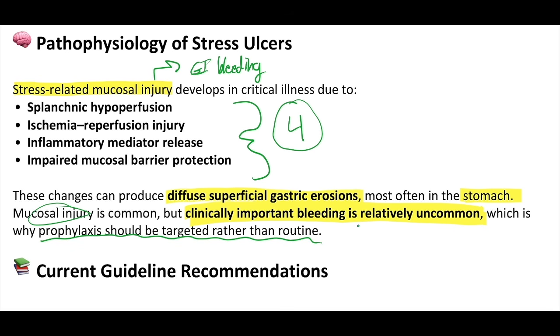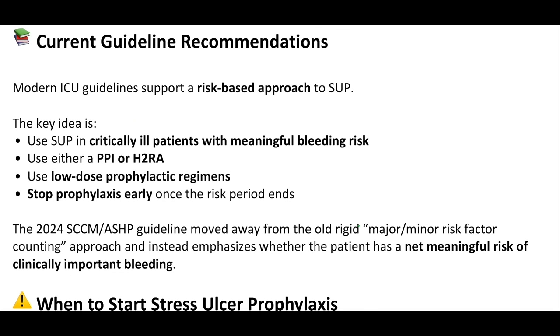than just routine for everyone, because every drug has side effects. And proton pump inhibitors and H2 receptor blockers are medications that are fairly well tolerated. A lot of folks take them in the outpatient arena, brand names like Protonix and Pepcid and all that kind of stuff. But there are side effects to those. And in the critically ill, that's no different. So what are the current guideline recommendations?